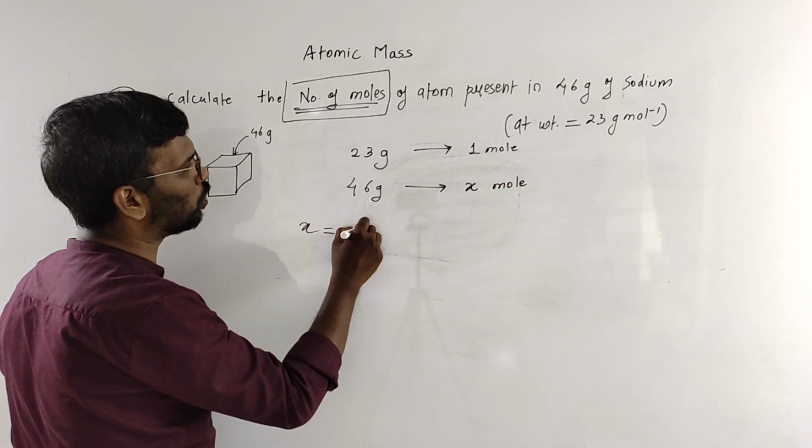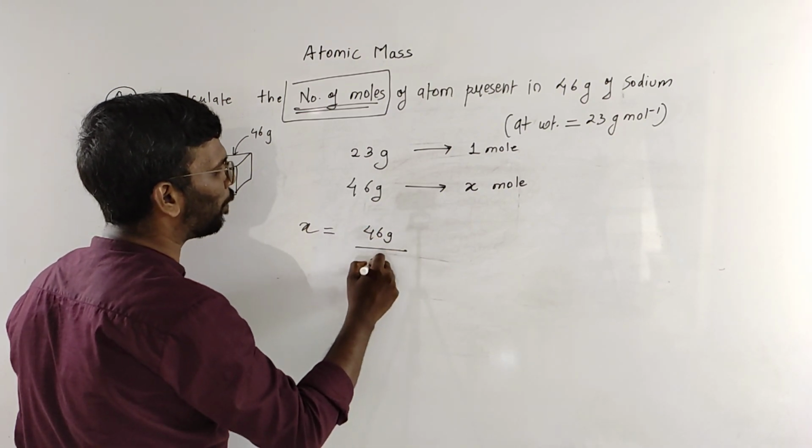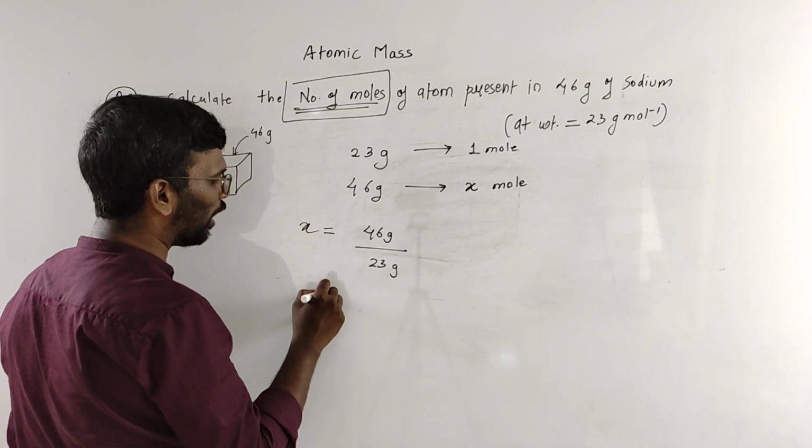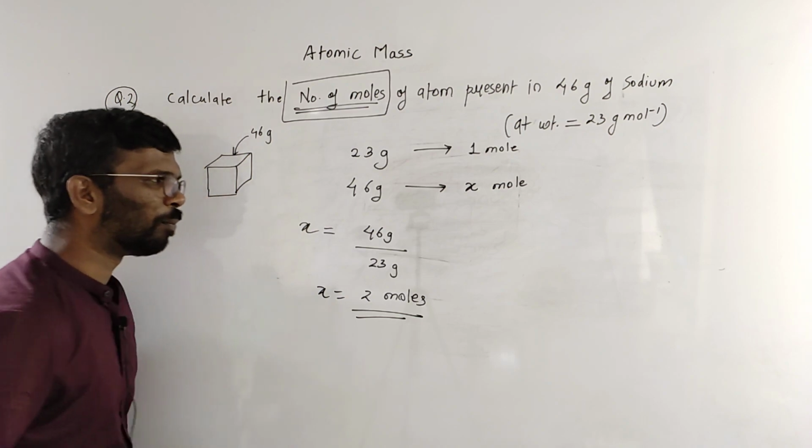x will be equal to 46 gram divided by 23, right? Therefore x is equal to 2 moles. So I am understanding the number of moles.